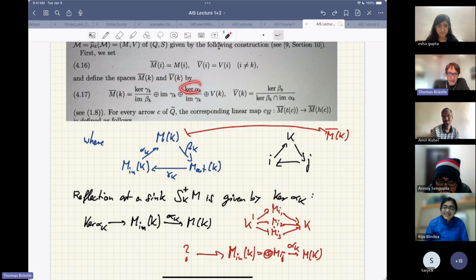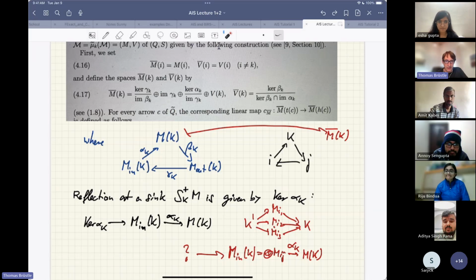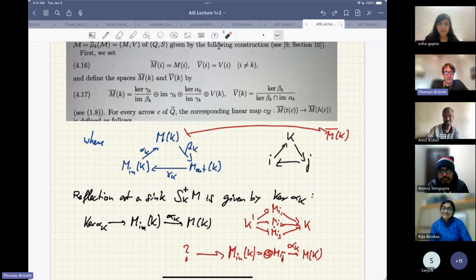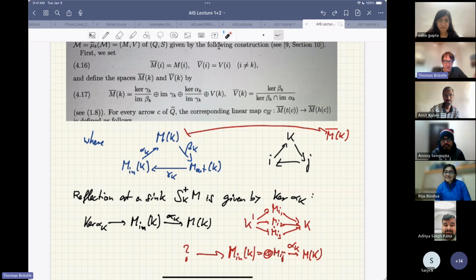So you take the kernel of the ingoing maps, and the kernel of this diagonal map, and you divide it by the image of the outgoing map, and so on. This is what you do. This is the reflection functor if you were reflecting at a vertex which is not a sink and not a source. And good, this looks fairly complicated. Do you agree? But it can be done. I mean, it's all linear algebra. It's kernels and images of linear maps. It can be done.